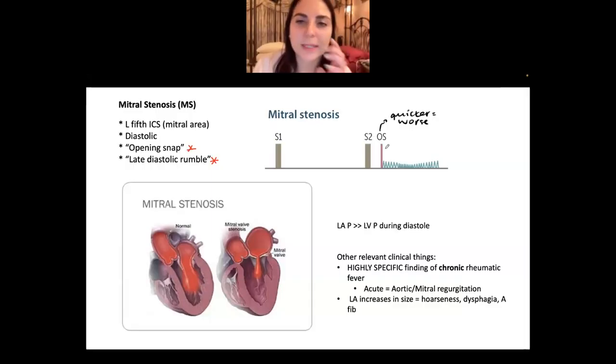If the opening snap happens quicker after S2, like super, super quickly after S2, that means the pathology state is worse than if it happened a lot later. Okay. And then here's your late diastolic rumble. All that really is, once you get the valve open, now all the blood rushes through, and that's what you're hearing.